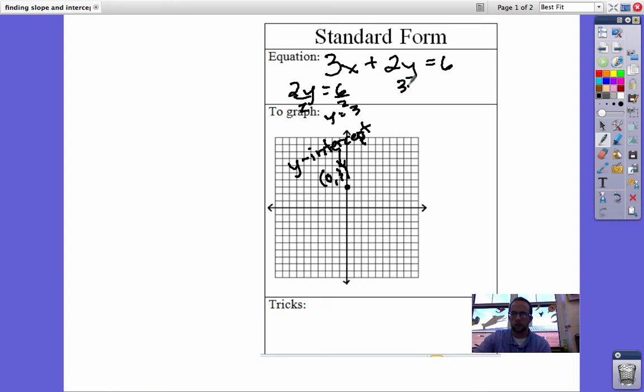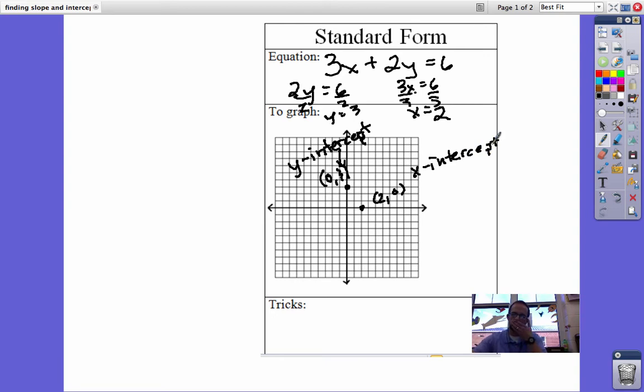Then I want to plug in 0 for y, and I'm going to get 3x equals 6. Divide both sides by 3, and you get x equals 2. So where x equals 2, y is going to be 0, and that is (2, 0), and that is known as the x-intercept.